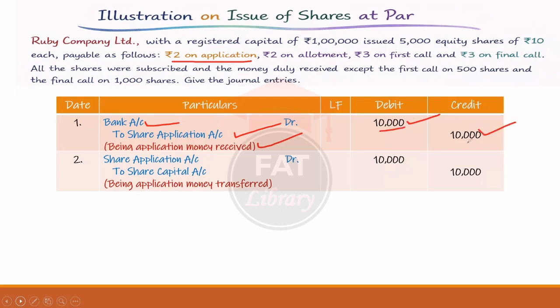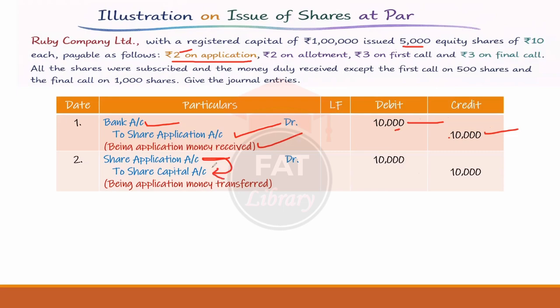Why 10,000 rupees? Learning the journal entries is easy, because the same journal entries repeat again and again. The thing you have to concentrate on is the calculations. Why 10,000 rupees? Because it is 5,000 equity shares, and we are receiving 2 rupees per share. That means 5,000 multiplied by 2, that is 10,000. This is for money received, and it will not be kept under share application; it will be transferred to the share capital account.